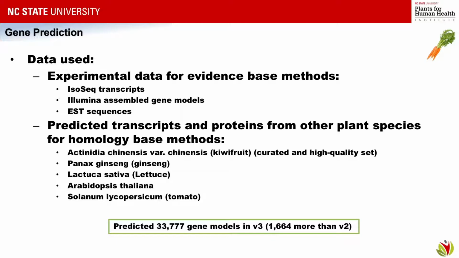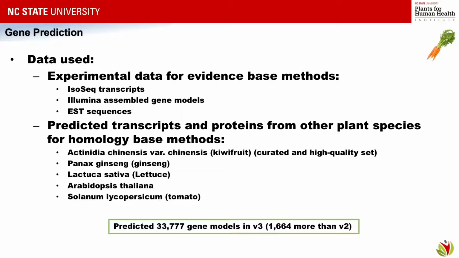We predicted 33,777 gene models in the new assembly, which is around 1,664 more than the V2. So is that all? Did we really only predict more? What are the differences between the V2 versus V3? The one that we predicted now, we call V3, and the previous one is V2. So let's have a look.